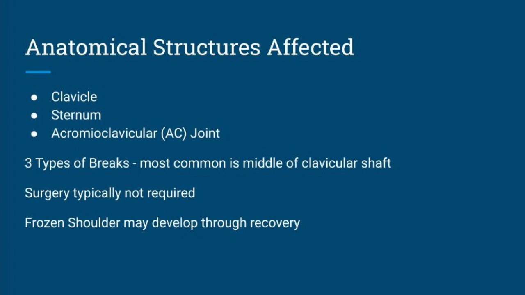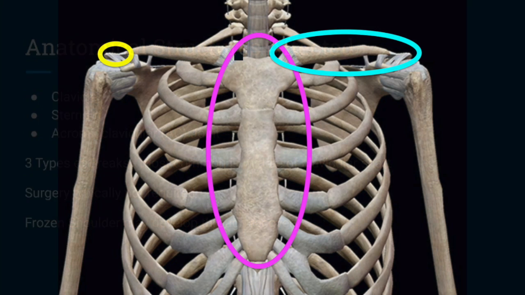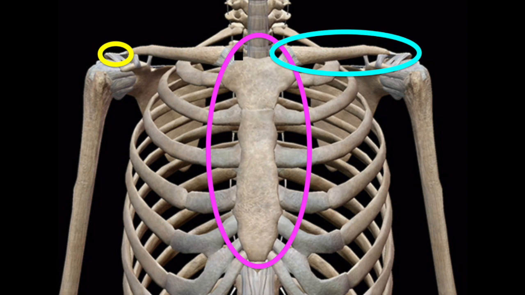Anatomical structures affected include the clavicle, sternum, and AC joint. There are 3 types of fractures based on location, the most common being in the middle of the clavicular shaft. Usually surgery is not required unless ligaments have been torn, such as the AC ligament. A patient may develop a frozen shoulder during recovery, which is where their shoulder becomes so stiff that there is limited range of motion. This can be treated with physical therapy.